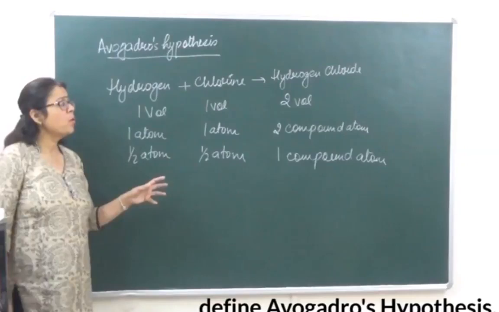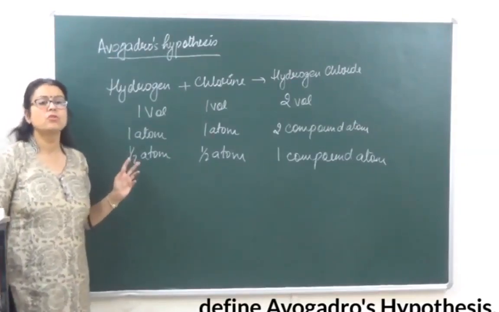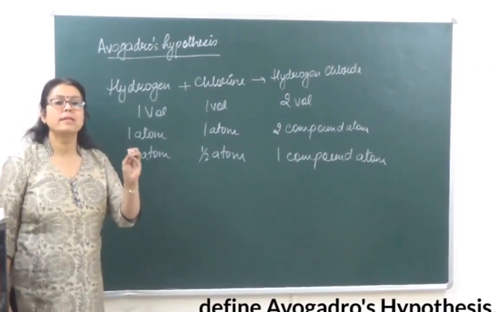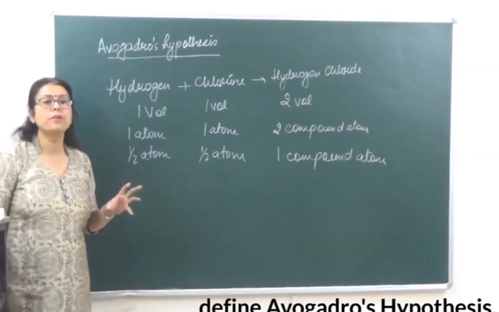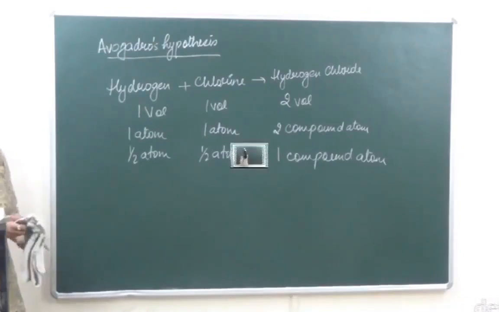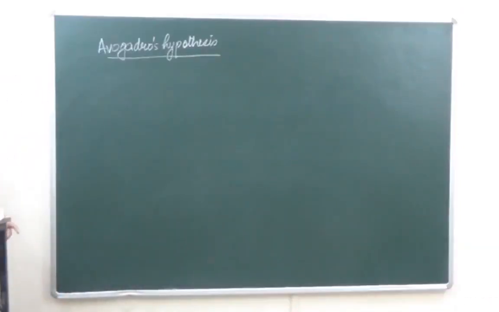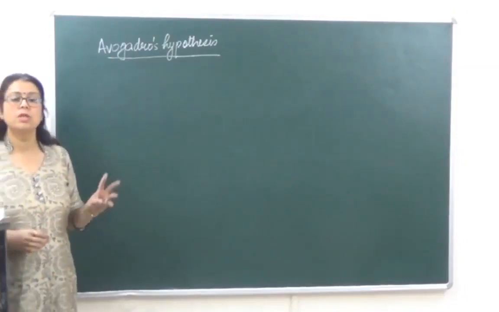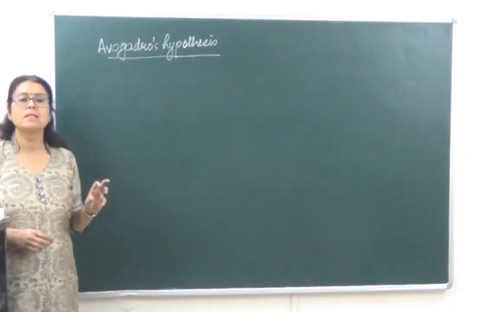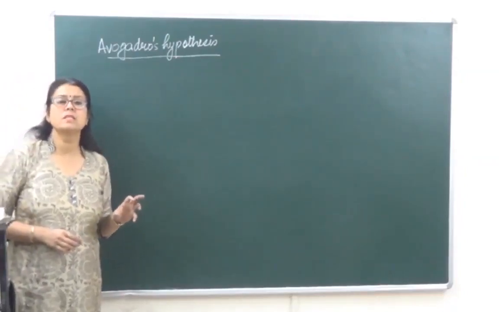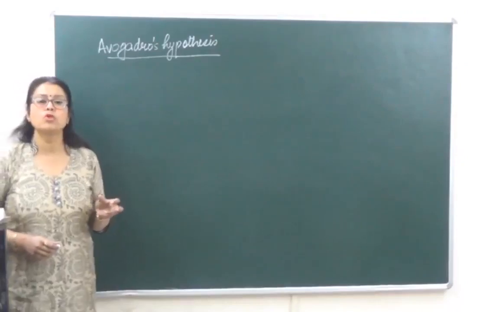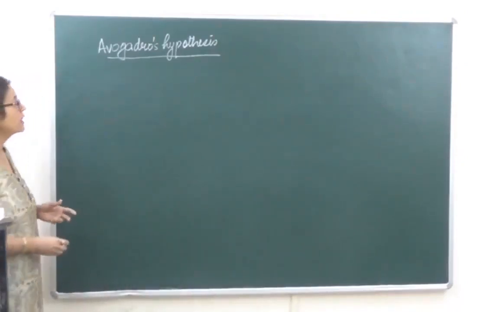To come over this confusion, Avogadro said that any matter is formed of two different types of particles. So what are we saying? Avogadro gave a conclusion to this confusion, that matter is composed of two different particles. So what are those particles?